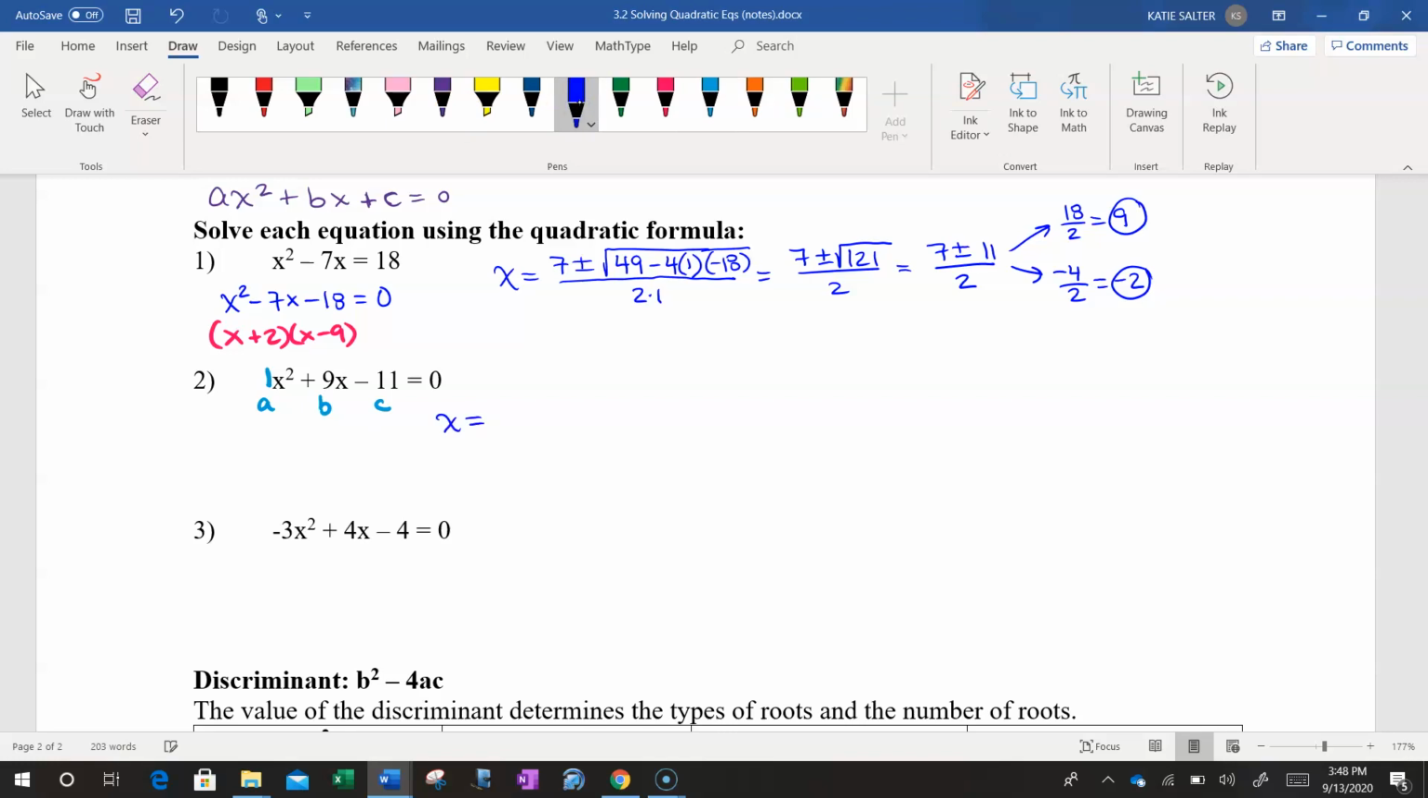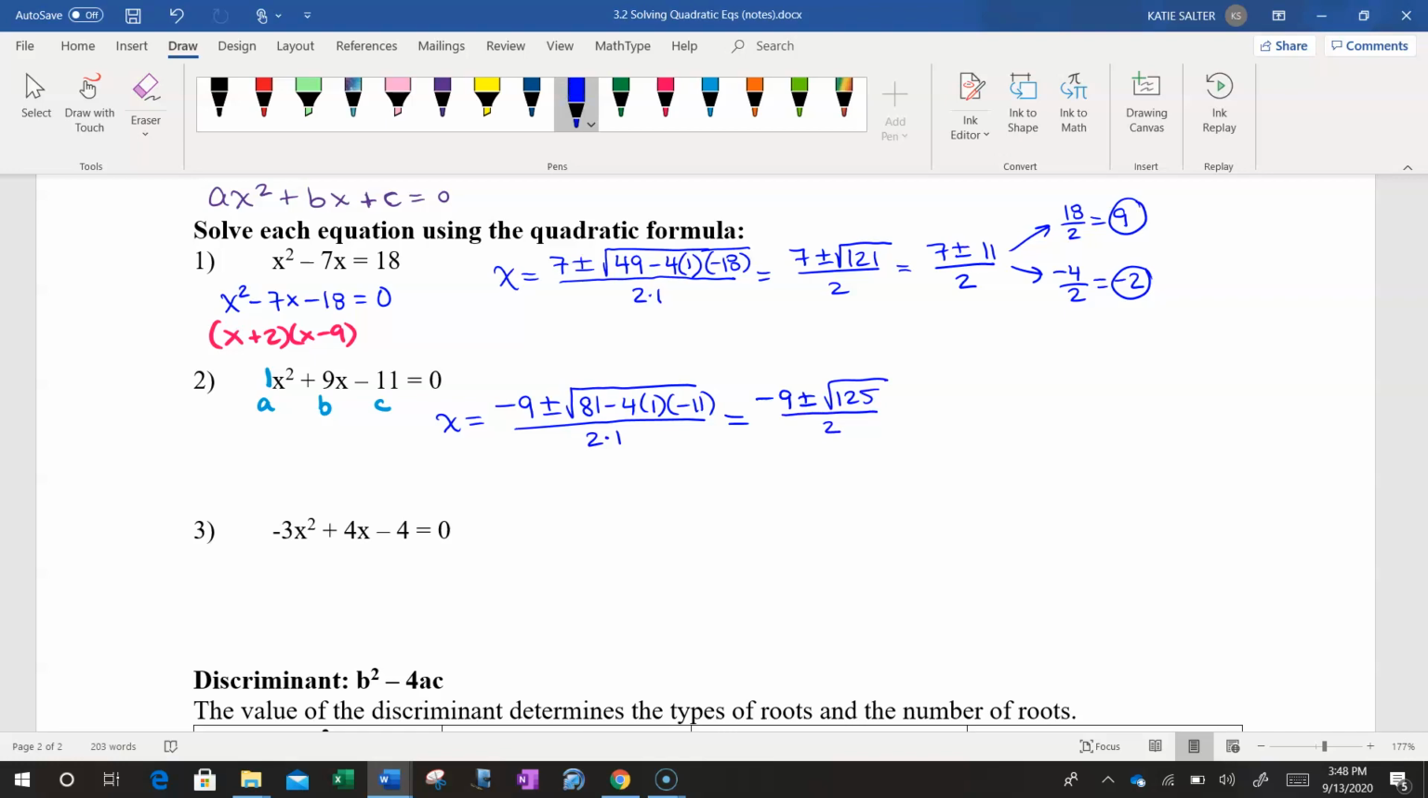So we have x is equal to negative 9, opposite of b, plus or minus the square root of b squared. So 9 squared is 81, minus 4 times a, which is 1, times c, which is negative 11, all over 2 times a, so that's 2 times 1. So that gives us negative 9 plus or minus the square root of 125 all over 2.